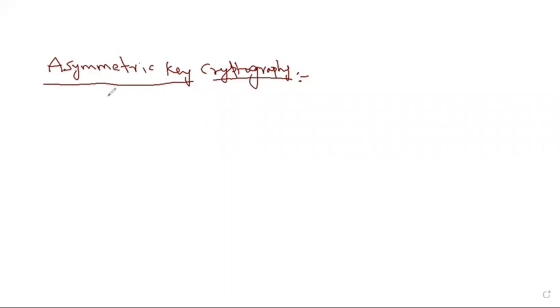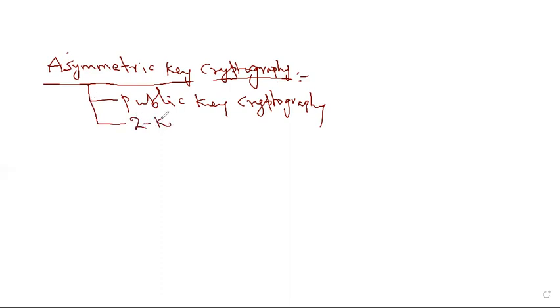Asymmetric means not the same, and another name for asymmetric key cryptography is public key cryptography. And one more name is two-key cryptography, because here we are using two keys. So either asymmetric key cryptography, public key cryptography, or two-key cryptography. The sender and the receiver, two parties, are there for communication.